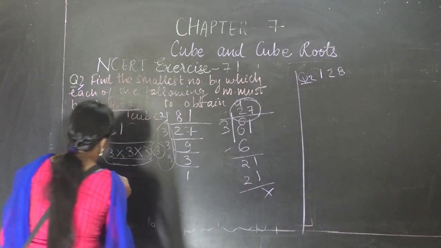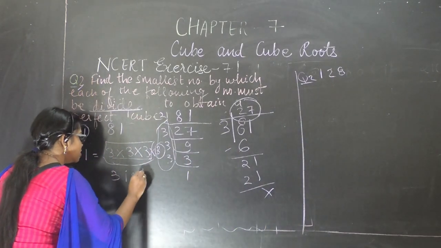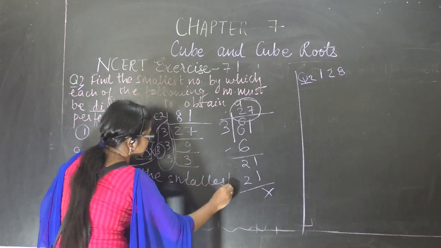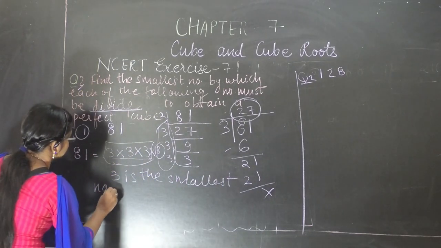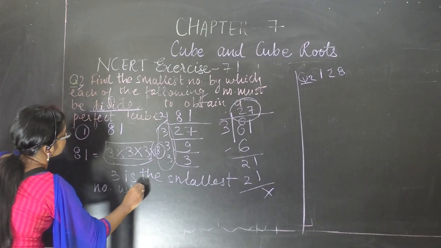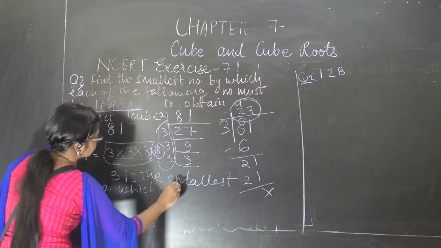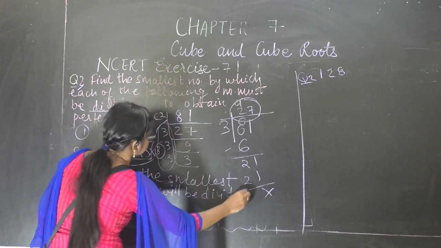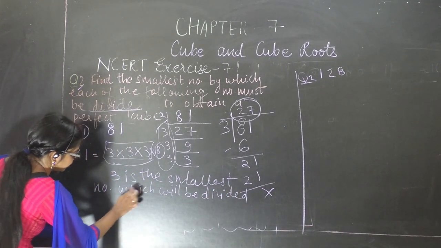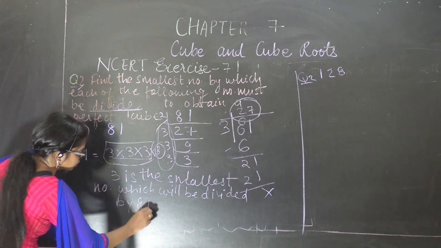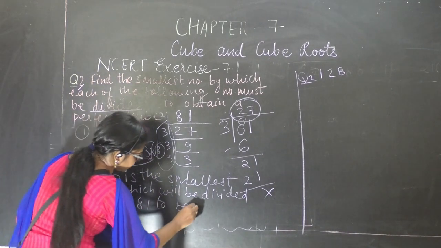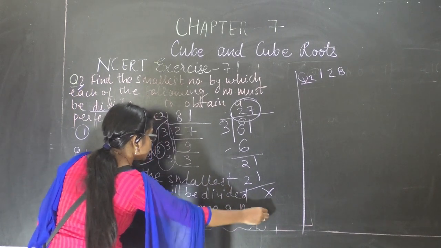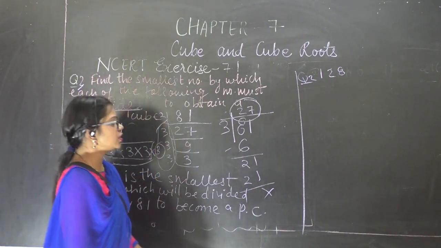So what will be the answer? The answer will be 3 is the smallest number by which 81 is to be divided to become a perfect cube. So let's check the second question.